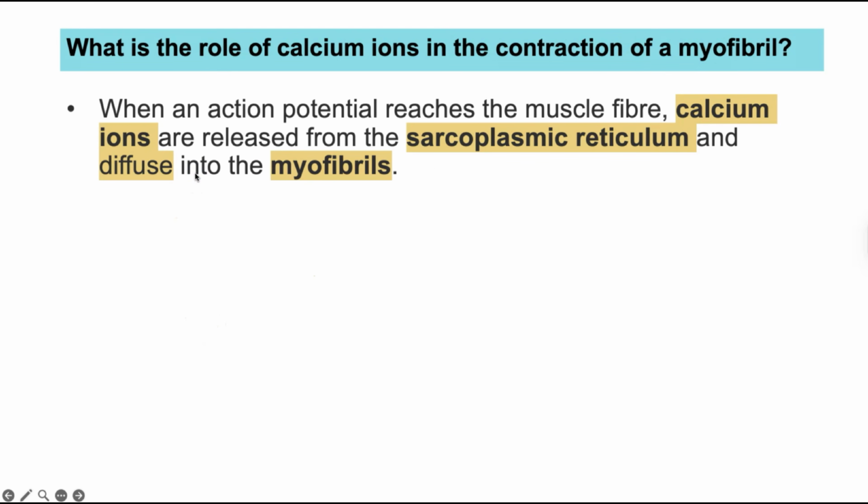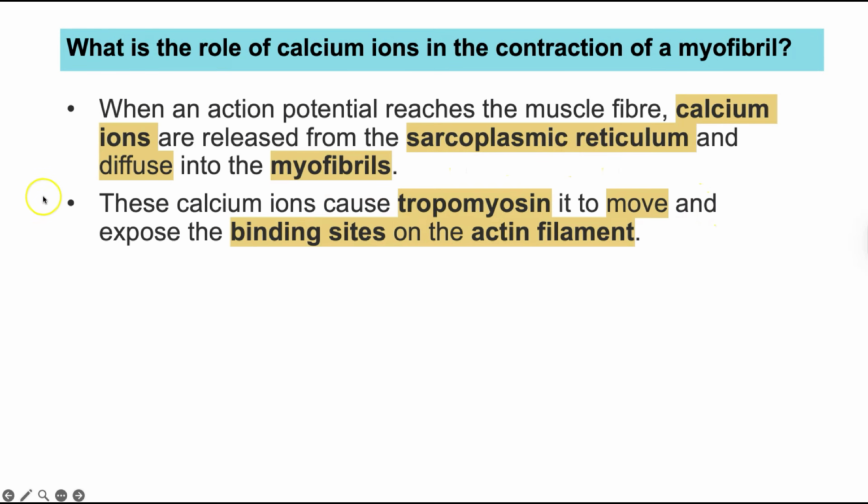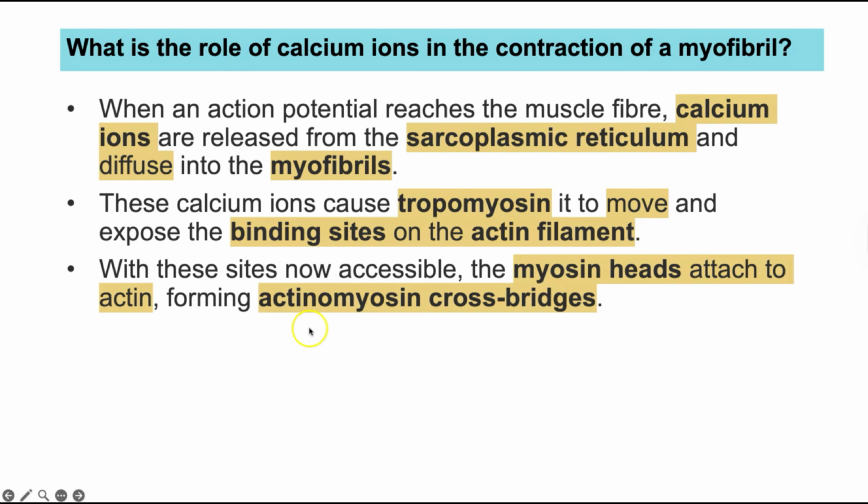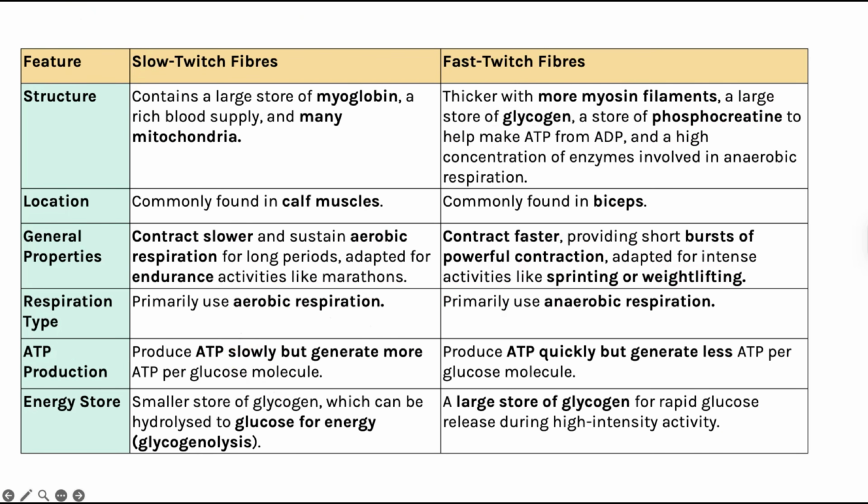The role of calcium ions then, so when an action potential reaches the muscle fibre, calcium ions are released from the sarcoplasmic reticulum and diffuse into the myofibrils. Those calcium ions cause tropomyosin to move and expose the binding sites on the actin filament. And with these sites now accessible, the myosin heads attach to actin, forming the actinomyosin cross bridge.